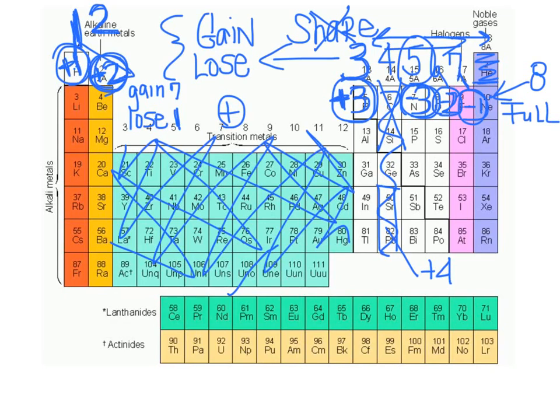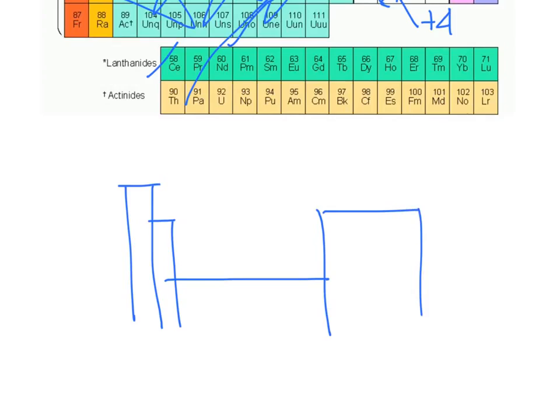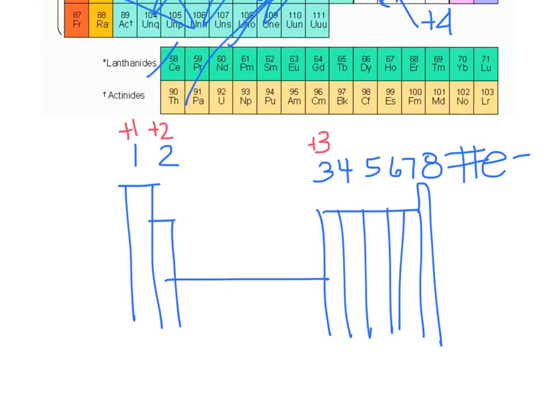So, in essence, here's what I'm basically saying to you. If we were to draw a really quick makeshift table here, 1, 2, 3, 4, 5, 6, here's what you're going to want to do anytime that you're given a table. You're going to go 1, 2, 3, 4, 5, 6, 7, 8. That's the number of electrons they have in their outer shell. And then you're going to go plus 1, plus 2, plus 3, x, minus 3, minus 2, minus 1, x.